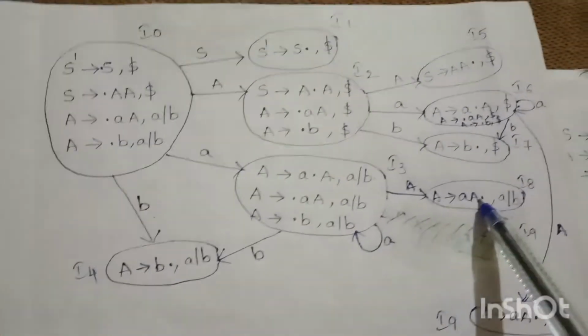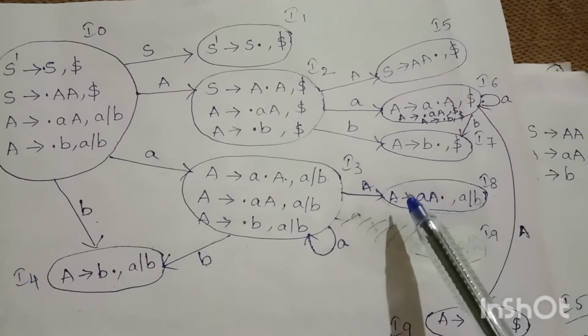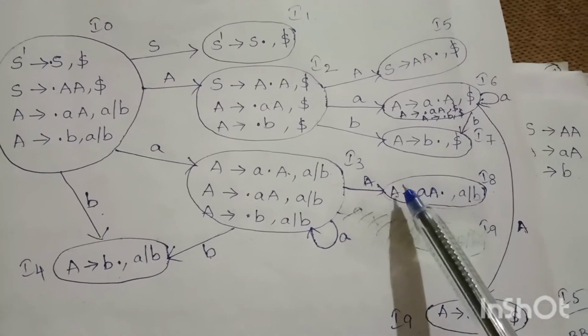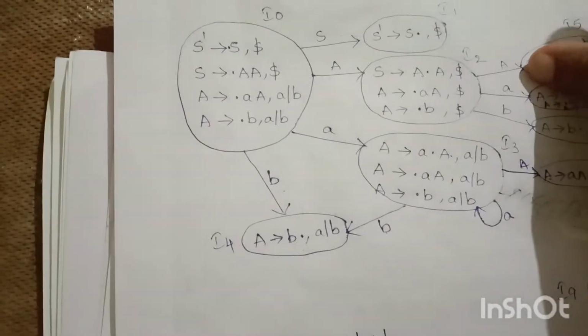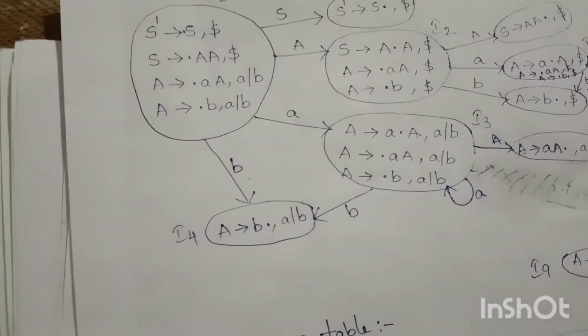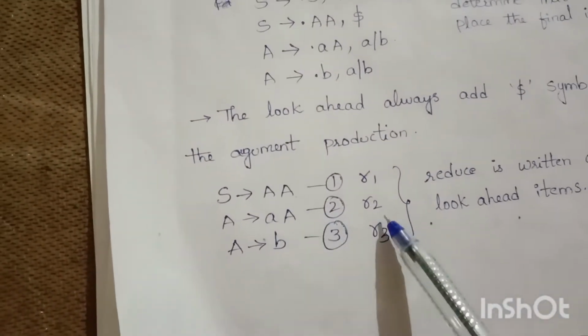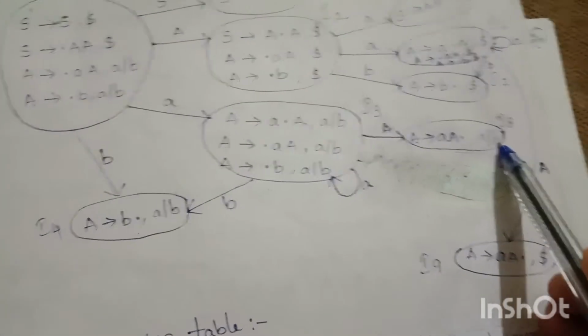Next I8. Coming to state I8. State I8 is also not moving to any other state. So it is A tends to AA dot. See what is the number we have assigned for this grammar. A tends to AA dot, what we have given? Reduce 2. Where we need to write reduce 2? In the look ahead symbols A and B. So in state I8, you need to write reduce 2 in the symbols A and B.